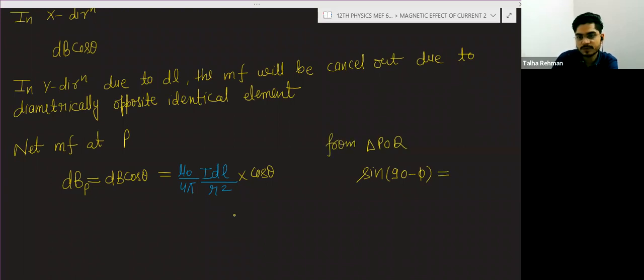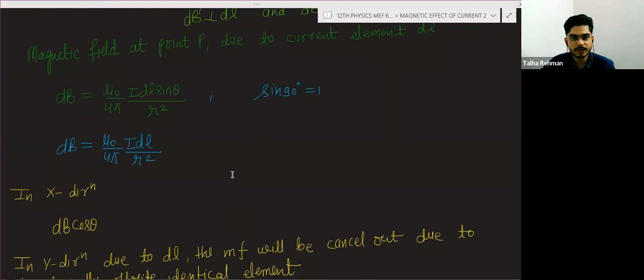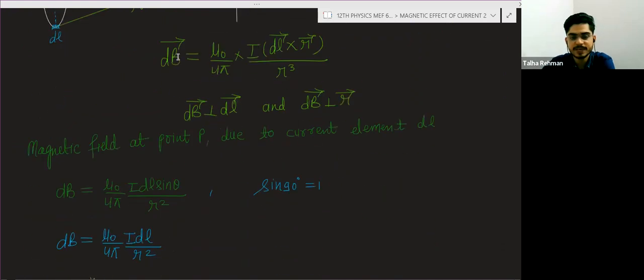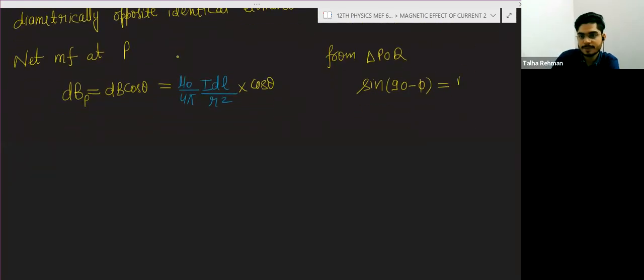So this will become, what is sine theta? Sine of any angle is equal to perpendicular divided by hypotenuse. So this is a right angle triangle, and you will take this perpendicular R, and this is R. Capital R by small r. This is capital R by small r. And sine 90 minus phi will be cos phi. 10th class trigonometry. R by R.